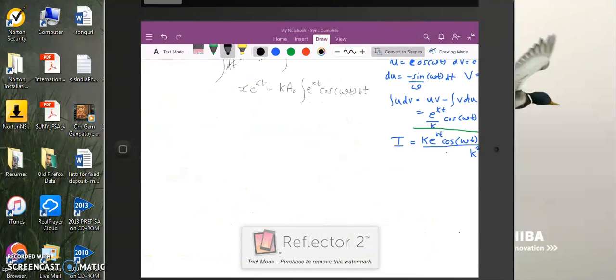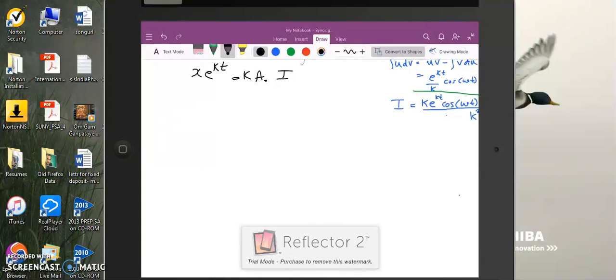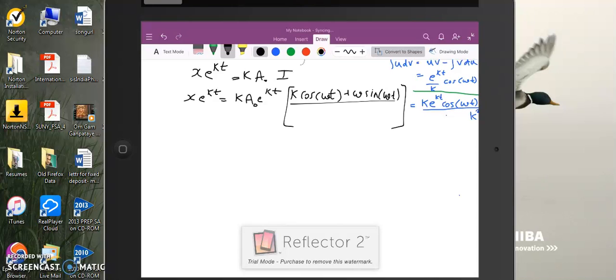Now, coming back to our original equation, we had x e to the kt equals k a naught I. That is x e to the kt equals k a naught e to the kt times k cosine of omega t plus omega sine of omega t, the whole over k squared plus omega squared plus c, because of the constant of integration.